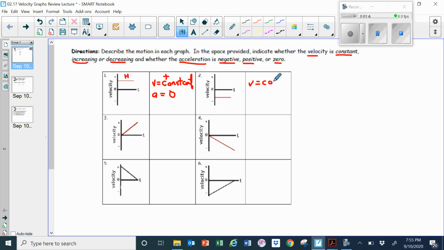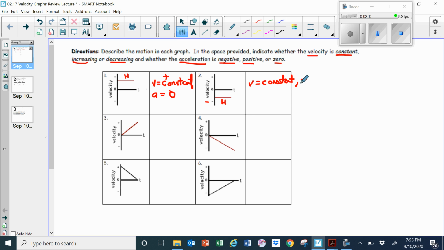But in this case, the velocity is negative. Okay? You can see again, it's horizontal. Okay? But it's below the origin. It's below the intersection of the time axis and the velocity axis. So this is negative down here. Okay? So it's constant and negative.